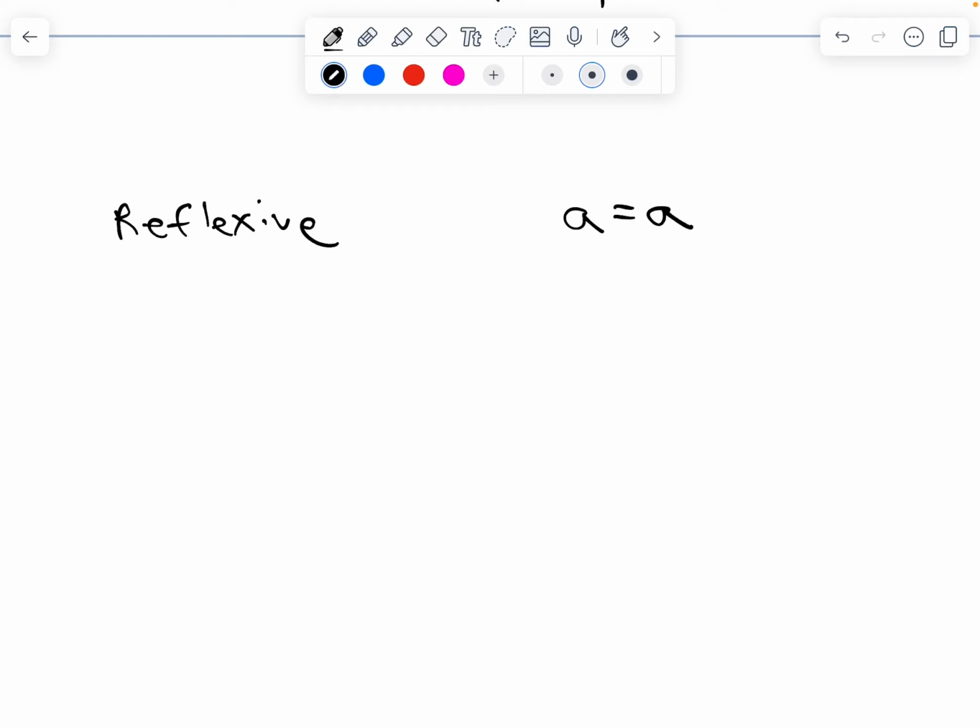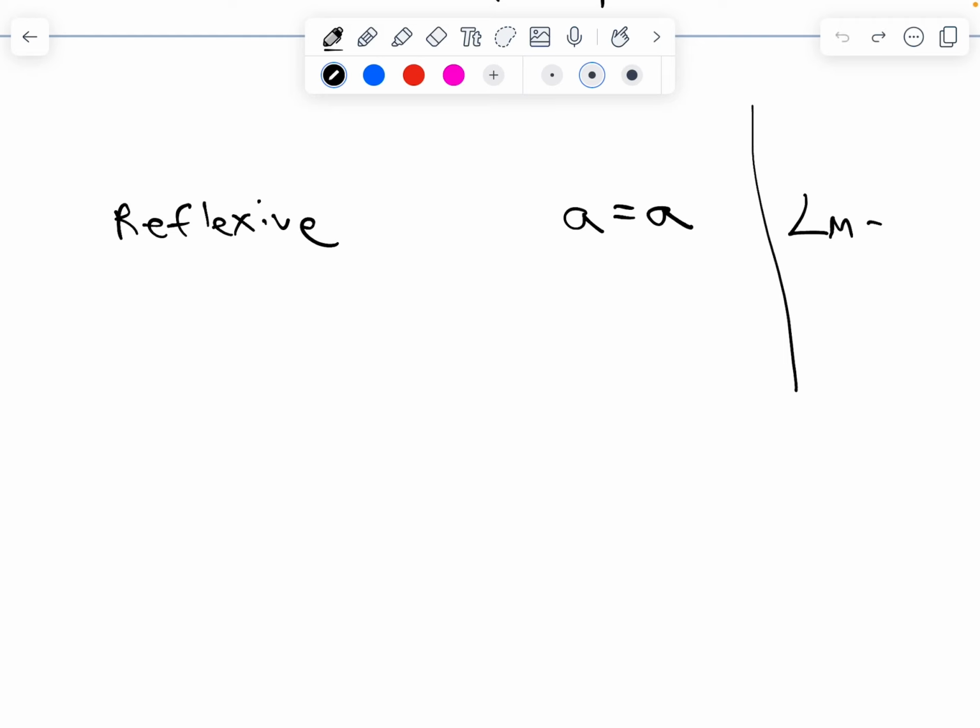A is equal to itself. And in geometry, any line segment, like line segment AB, is going to be congruent to itself. So anything is equal to itself. Again, another geometry example, angle M is going to be congruent to angle M. Any number is equal to itself, any angle is congruent to itself. So that is the reflexive property.